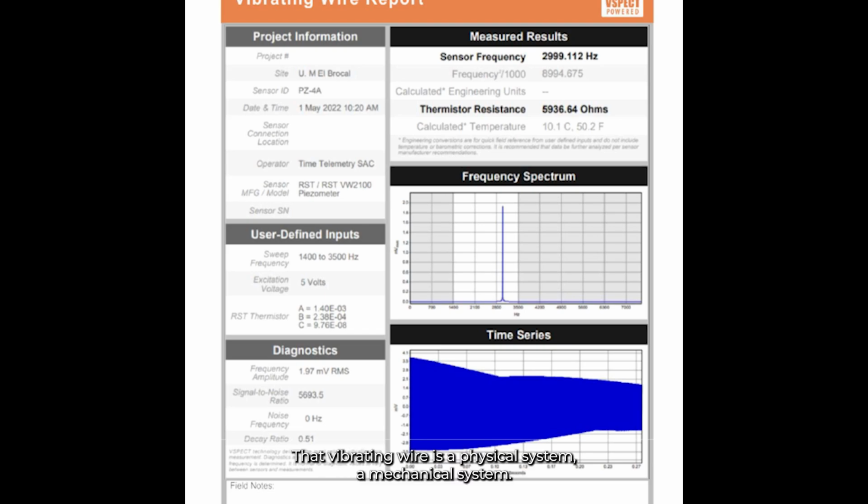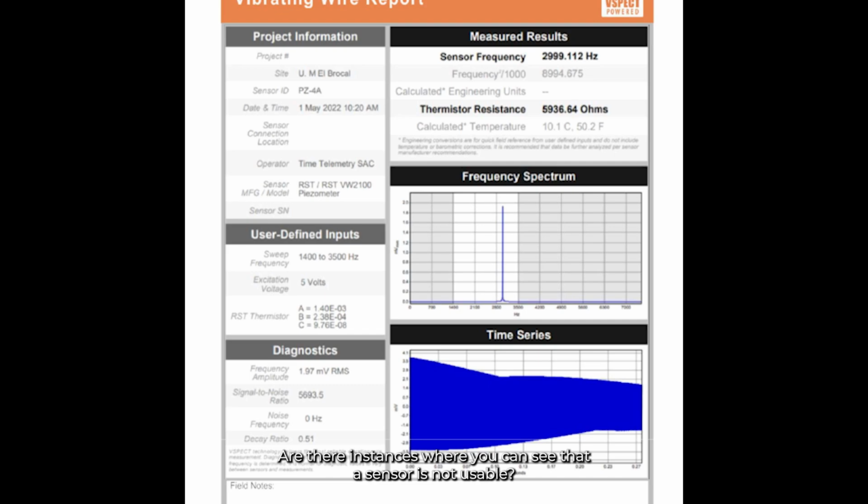That vibrating wire is a physical system, a mechanical system, and there are going to be things that change how it vibrates. Again, I'm just not worried about it. It's a clean, good quality signal, and that's what I like with VSPECT. I've got very high confidence that we've identified the right signal. So in this case, even though the time series graph is unusual, the sensor is still usable. Oh, absolutely. This is a great sensor. I'm not at all concerned about this.